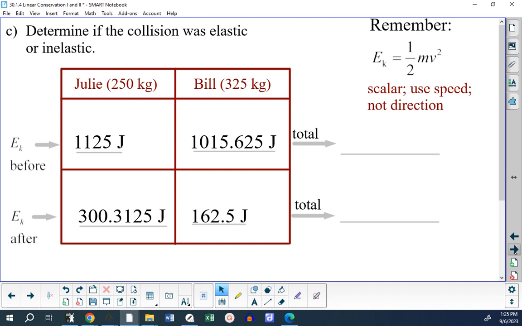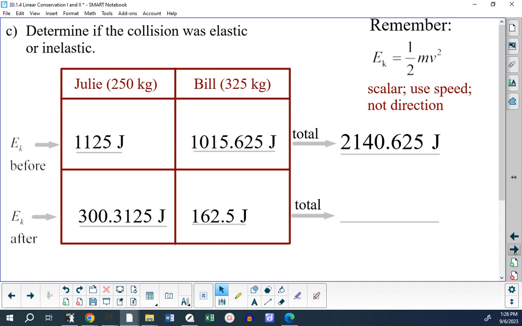So if I add up 1125 and 1015.625 before, this is the total kinetic energy in the system before. And Armand, this is what you would do with the rifle and the bullet. But it's complicated because before there's no kinetic energy, so you'd have to look at chemical energy somehow equaling kinetic. Yeah, I thought because of the chemical energy, maybe because of the heat, it will be inelastic. It's probably inelastic, but for us mathematically to go back to that problem and answer that question, I don't think we can.